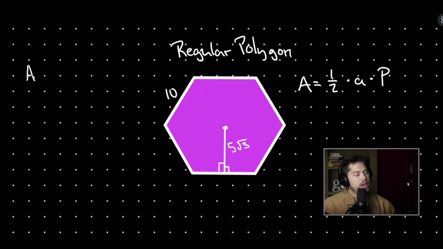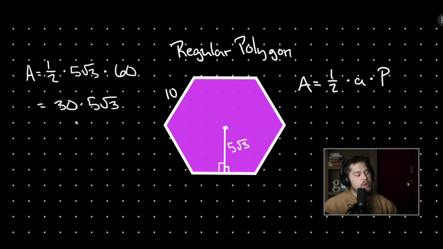So what is the area for this shape? Well, we have area equals 1/2 times our apothem of 5 root 3 times our perimeter. What's the perimeter of our shape? Well, it is 10 plus 10 plus 10 plus 10 plus 10 plus 10. So that's 60. So 1/2 times 60 is 30. So we have 30 times 5 root 3. And 30 times 5 is 150. So we can see that the area for our regular polygon is 150 times the square root of 3.